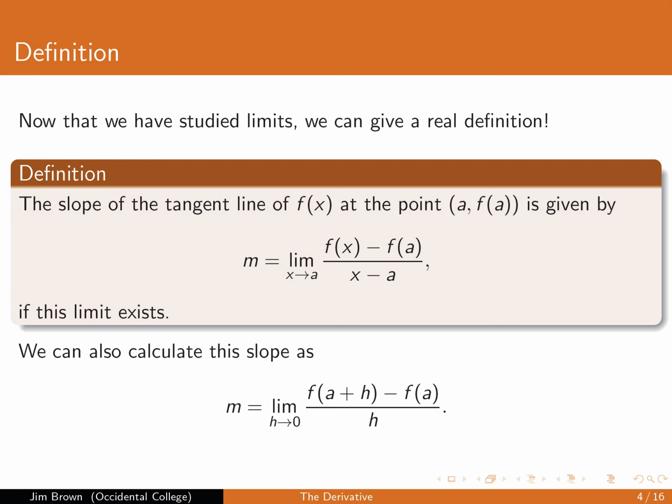It'll often be easier to use this separate formula for calculating the slope. In this case, we'll replace x with a plus h, and as h goes to 0, a plus h goes to a. So we can replace x goes to a with h goes to 0. The reason this will be easier is that it's easier to factor an h out of the numerator to cancel with the bottom, as we'll see later, than it is to factor an x minus a out of the numerator of the first version. So either version is fine in terms of the definition, but we'll usually use the second one, though we're going to give one example with the first definition as well.